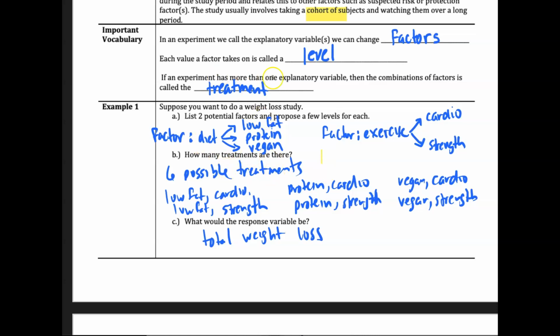And then treatments, right, are these combinations of these factors, right? And you treat a group. In this case, you'd have people who are trying to lose weight. They'll be treated by some factors, right? And so someone would do low fat and cardio, low fat and strength, protein and cardio, protein and strength. So you're getting all these treatments, and then in the end, we want to find out which one produces total weight loss. Is there a difference between them, right? And so that's a sample of a weight loss study, kind of looking at what these terms, factors, levels, and treatments, with respect to explanatory variables and response variables.